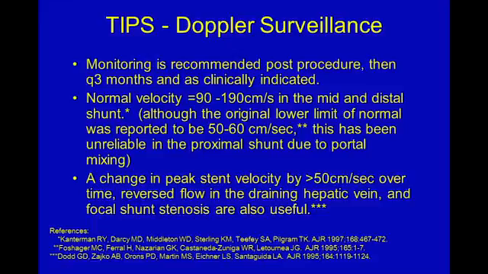Remember, it takes a little time for blood to accelerate, and since it's coming into the portal vein at around 20 to 40 centimeters per second, it can be a little bit slower in the proximal shunt. And so we don't use the proximal shunt flow velocities as diagnostic for TIPS malfunction. The other thing to look for is a change in stent velocity by over 50 centimeters per second over time, or else a doubling of flow within the TIPS shunt itself.